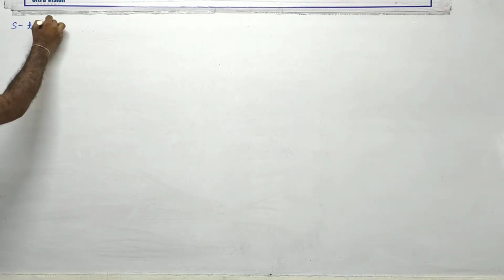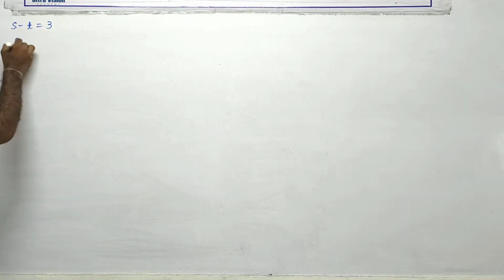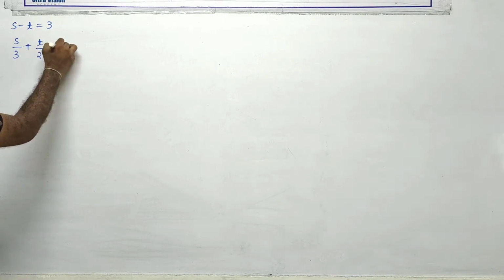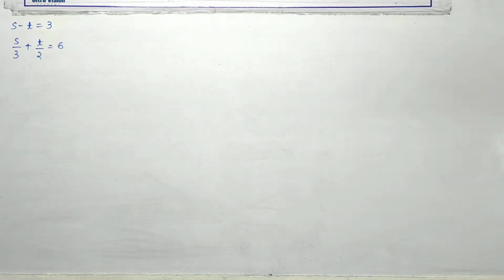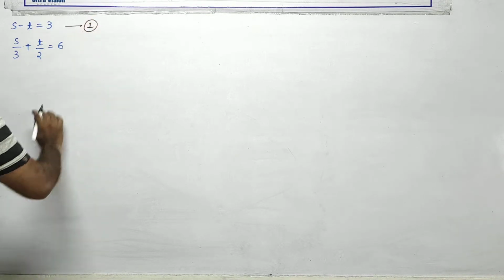Moving on to the second one. The second one is given like s minus t is equal to 3 and s upon 3 plus t upon 2 is equal to 6. So these are the equations given to us. Let us say that this is the first equation.